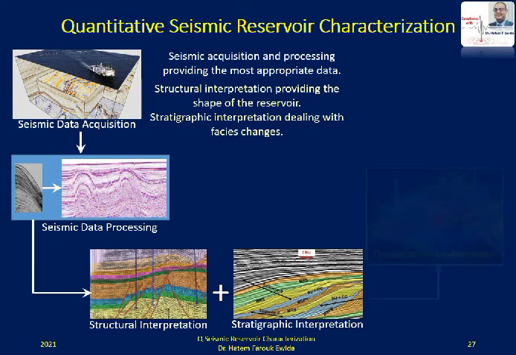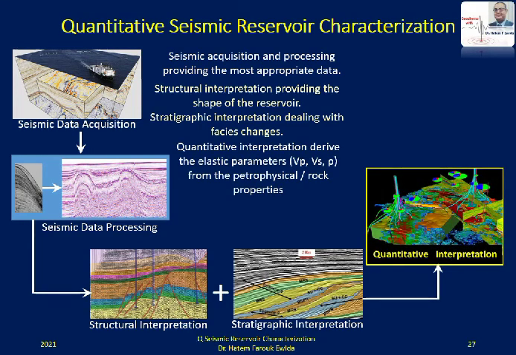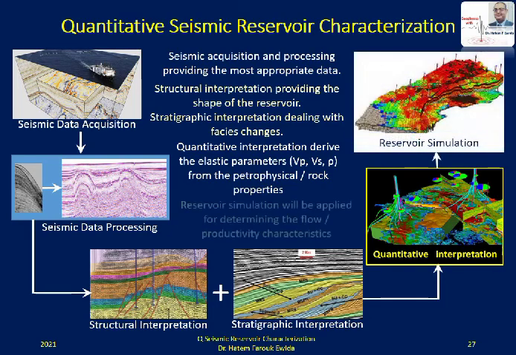This is followed by quantitative interpretation, in which you get the rock physics parameters or the elastic parameters, like the velocity of the P waves, the velocity of shear waves, and the density. These are physical parameters from logs, and you convert or invert that from the seismic data itself, and you can get more attributes and AVO attributes, and so on, and then you determine the productivity or you use your reservoir simulation.